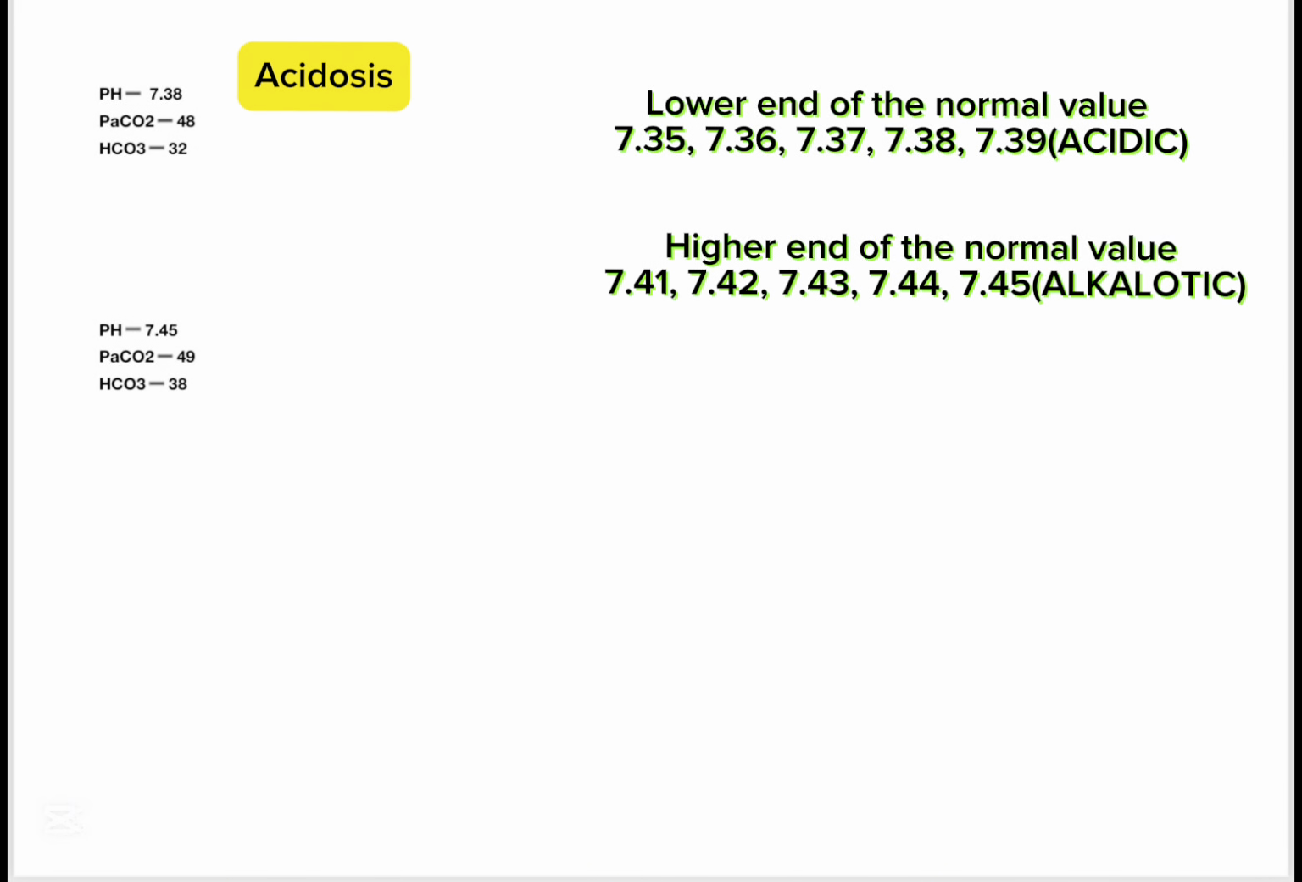Let's look at the CO2, 48. It is higher than the normal value, so we can say that it is a CO2 of 48 that is putting this body in a state of acidosis. Because CO2 is higher than the normal value, meaning that the client is retaining all that CO2. So we can say this is a respiratory acidosis. Let's look at the bicarbonate, 32, higher than the normal value. That doesn't correspond with that acidosis.